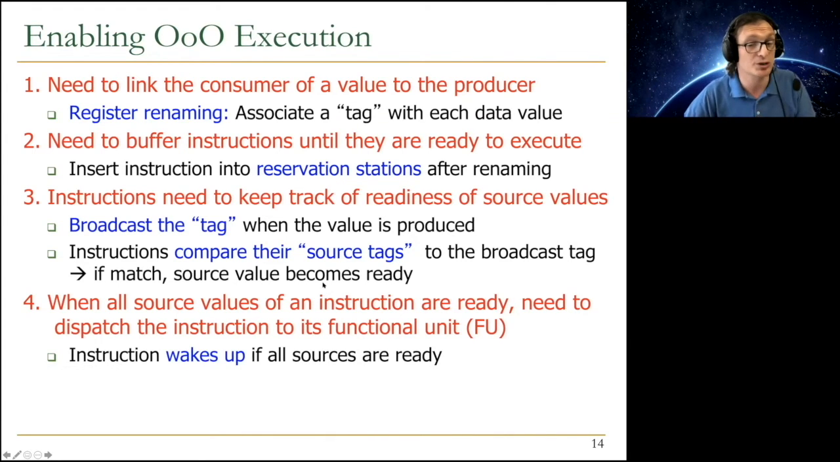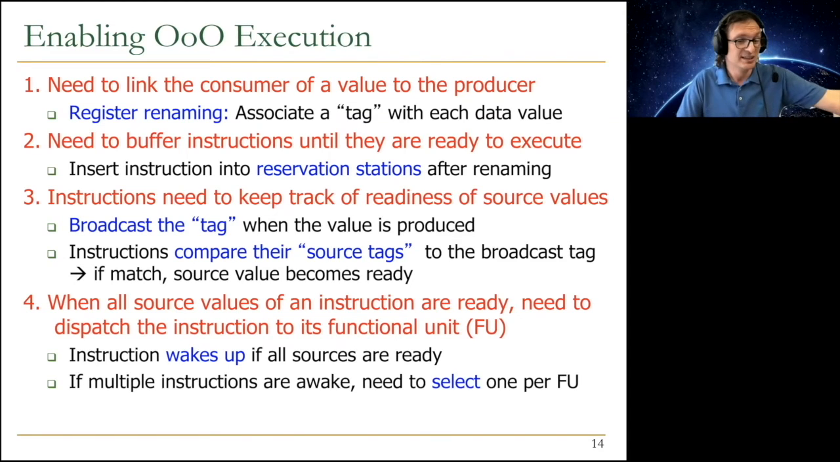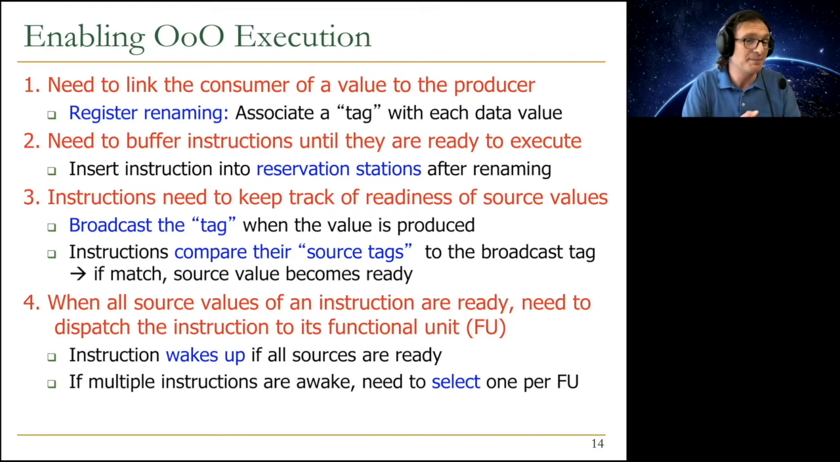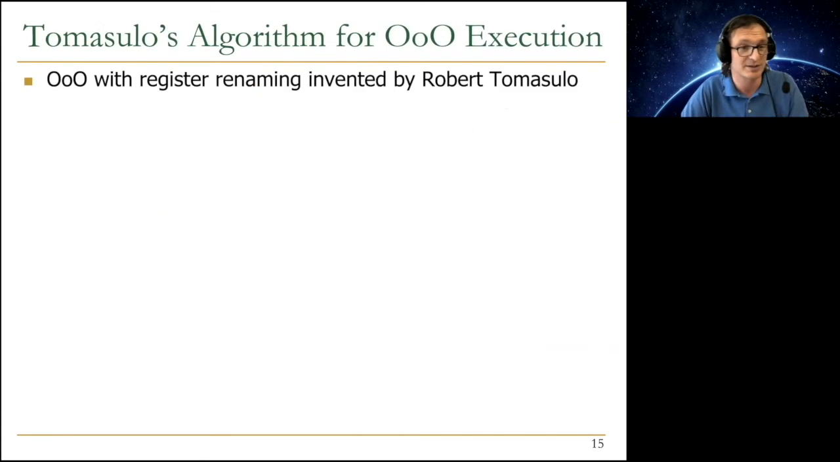When all of the sources of an instruction become ready, the instruction wakes up. This is called wake up, meaning that it's ready to be dispatched. If multiple instructions are awake at the same time, and if you don't have enough functional units of the type that you need to execute the instruction on, you need to select one of the instructions per functional unit. So you need to have some arbitration logic. But we will see these are real conditions. Clearly, you need to have that sort of arbitration logic.